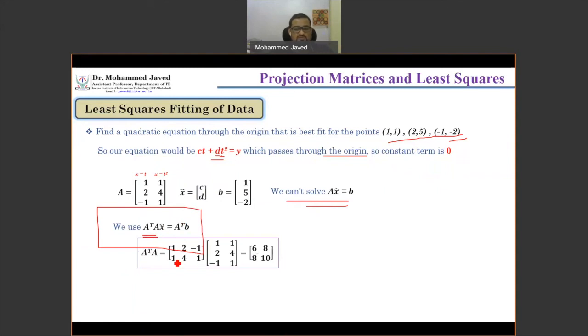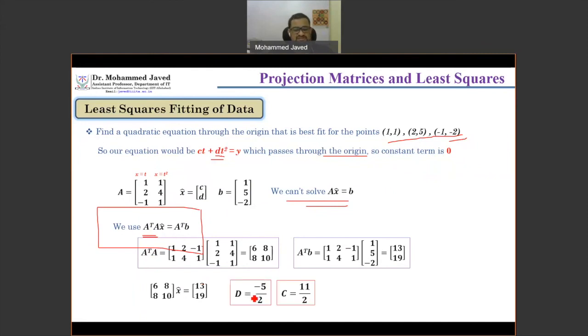So we get A transpose A like this, and A transpose B as 13 and 9. So now we try to equate. X cap is C and D here, and we get two equations. So the C and D values are 11 by 2 and -5 by 2. The equation for the quadratic is 11 by 2 t minus 5 by 2 t square. So this is the quadratic line which is fit for these 3 points.